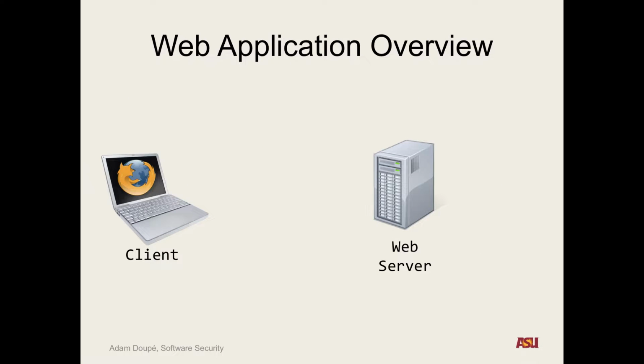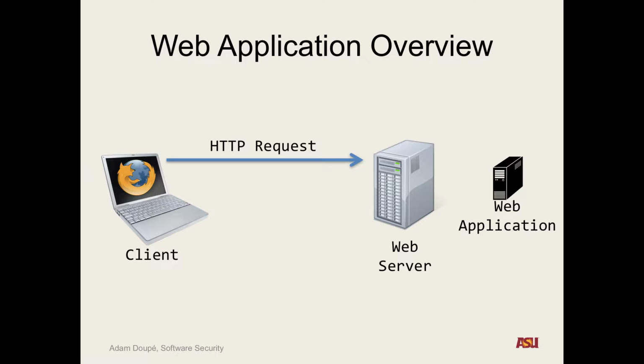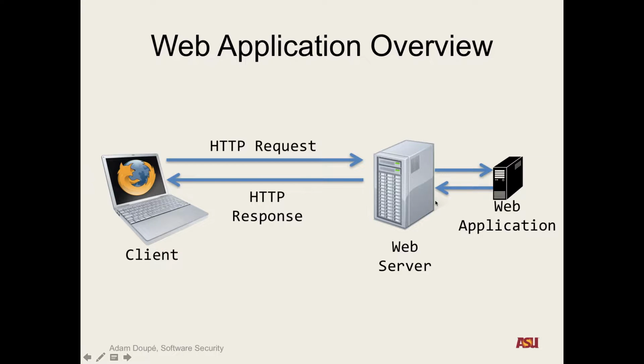So the basic way I think about web applications is we have our client and we have our web server, right? And the client makes some HTTP request to the web server, and then there's some other web application. It could be on a separate server, it could be on the same machine. That kind of is not quite as important. Somehow that request is forwarded from the server to the web application. The web application does processing, returns some response back to the web server, which then forwards that response onto the client.